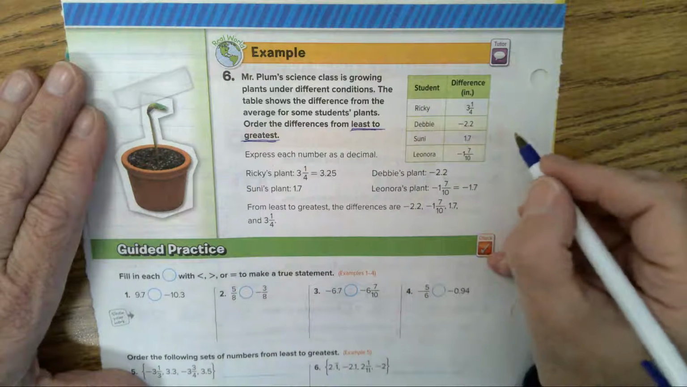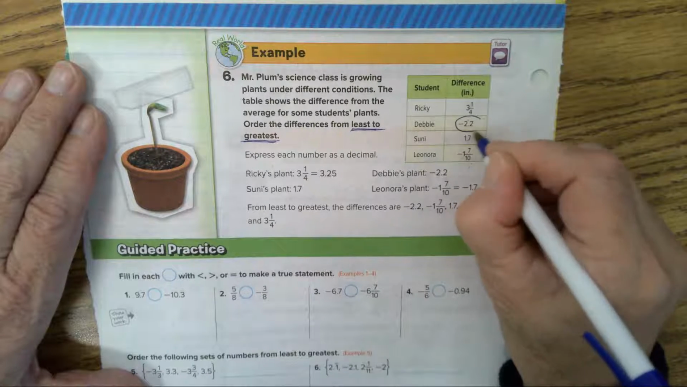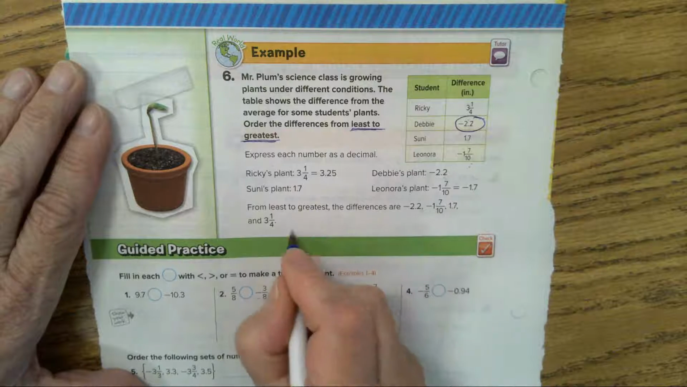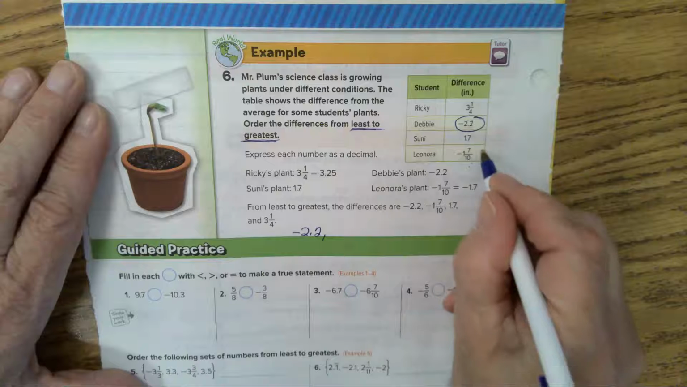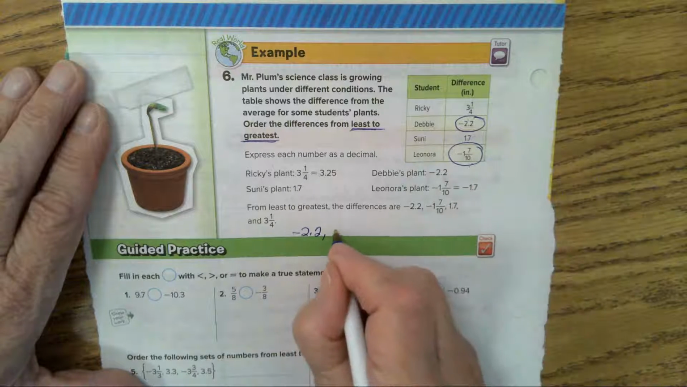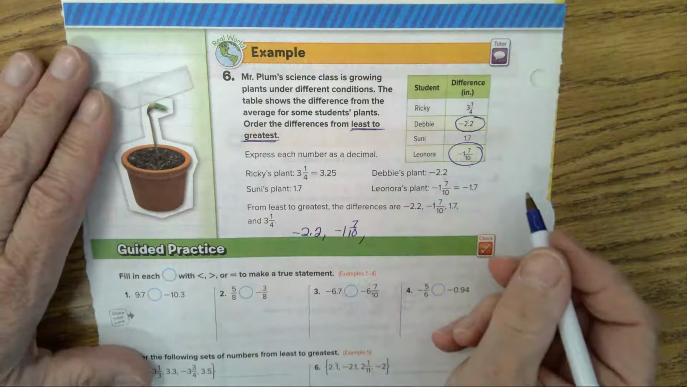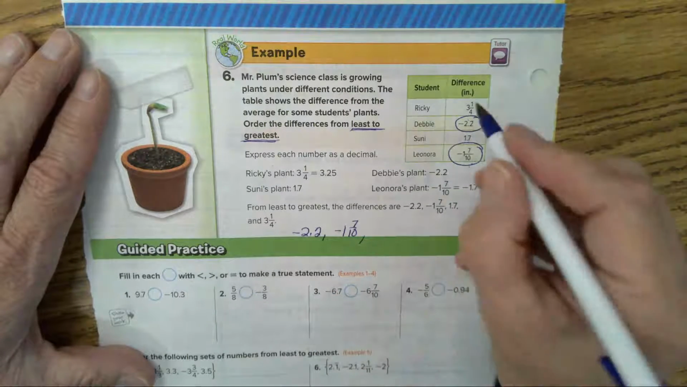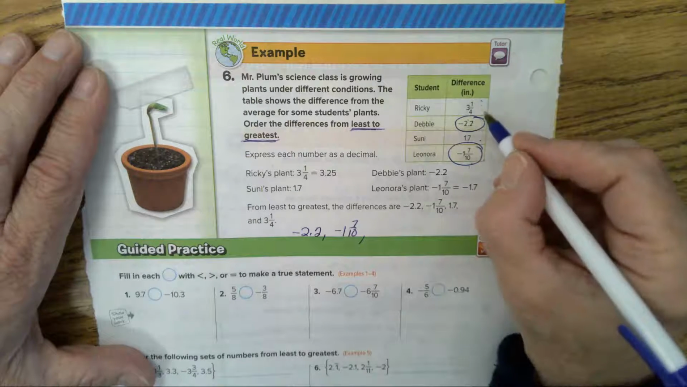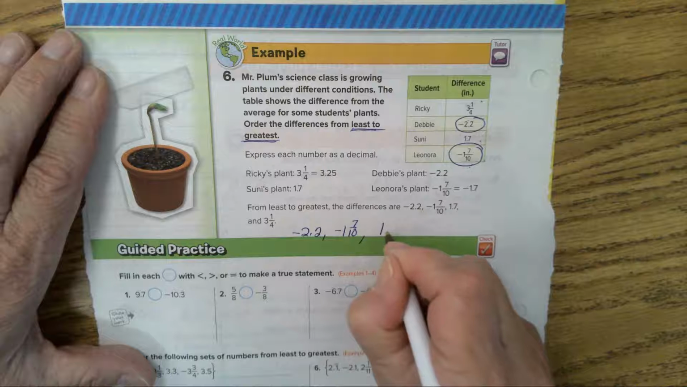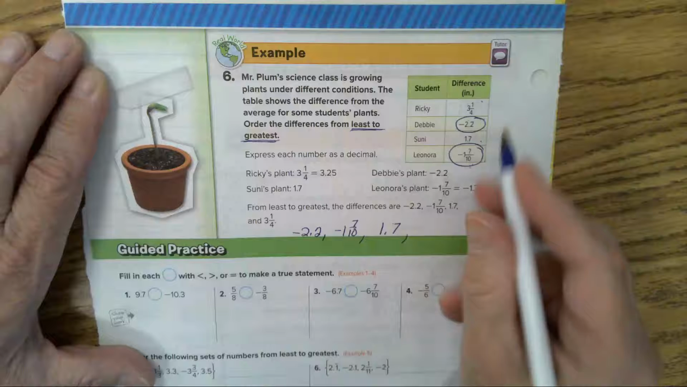So which one's going to be the smallest? Well, it's going to be negative world, right? That one's going to be your smallest. So let's put down negative 2.2. The next one, negative 1 and 7/10. Any questions on that? Now, this was really pretty easy. What's the next number? We have this one and this one. Which one am I going to put down next? 1 and 7/10. Yeah, they're actually the same. Well, no, this one's negative world, this one's not. And the biggest is 3 and 1/4.